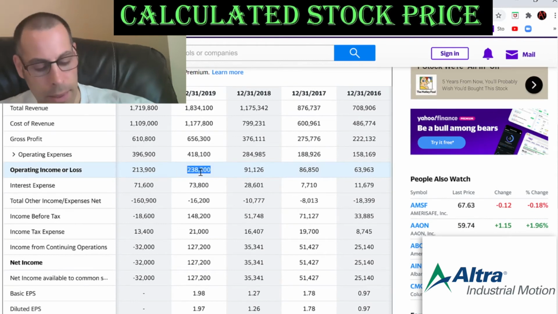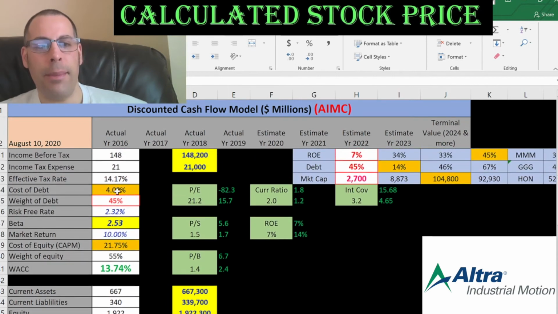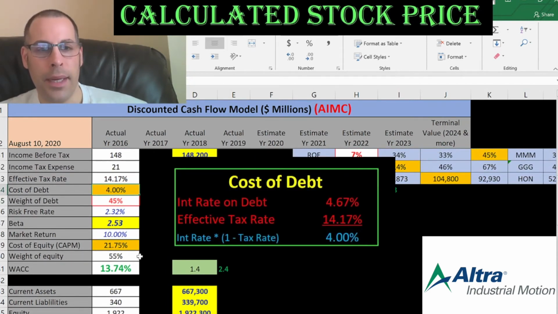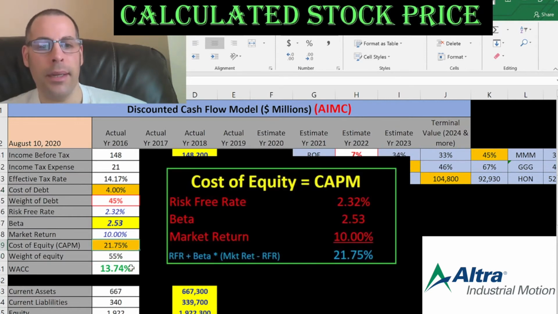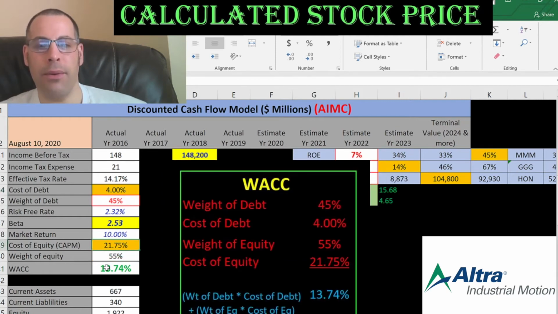That's $238 million. That's how much money it makes on its operational business. Let's look at a capital structure. 45% debt, cost of debt is 4%. 55% equity, cost of equity is 22%. WACC is 13.7%, which is a blend of the cost of debt and cost of equity. And that's a discount rate we're going to apply to the future cash flows.